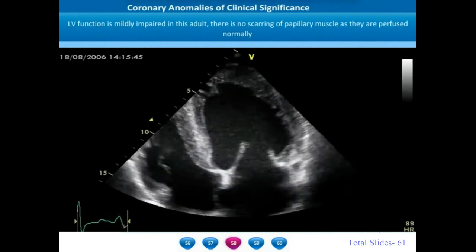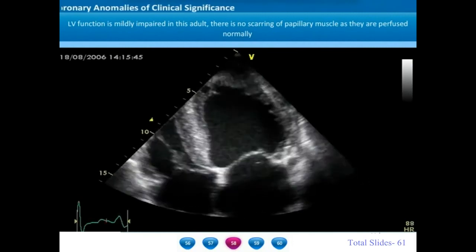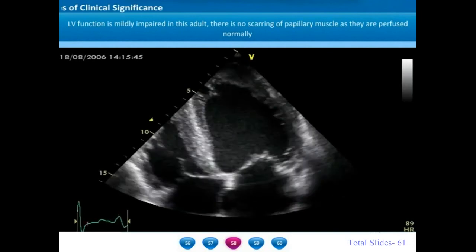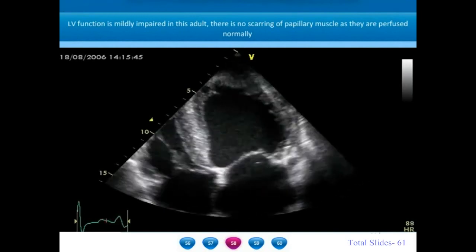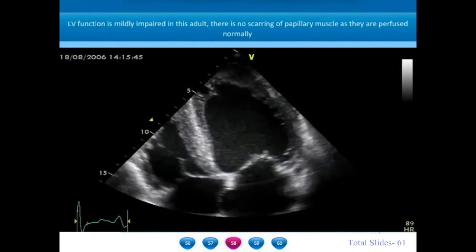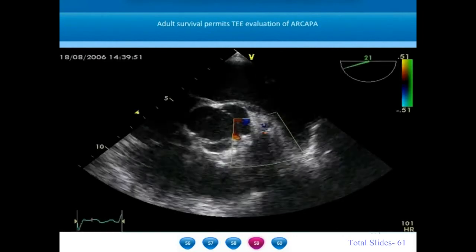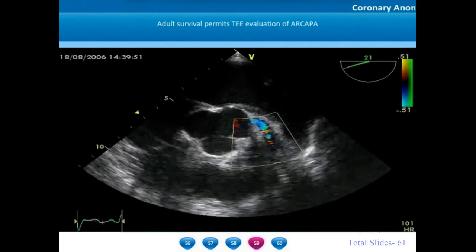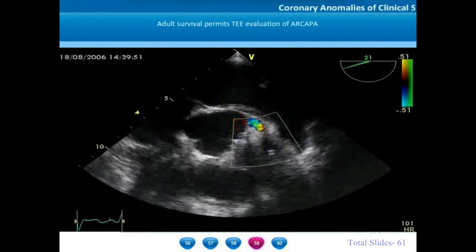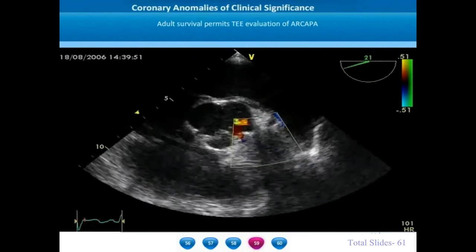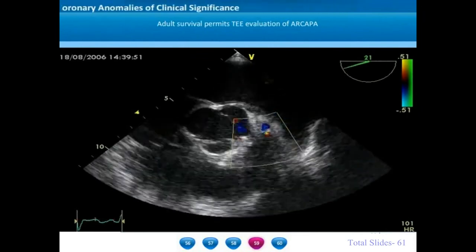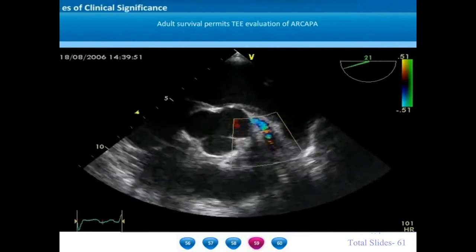In most of the patients, left ventricular systolic contractility is rather well preserved. You can see that in this patient there is only a mild left ventricular systolic dysfunction. This is a transesophageal view of the same patient. Because of the adult survival, a transesophageal echo is possible.